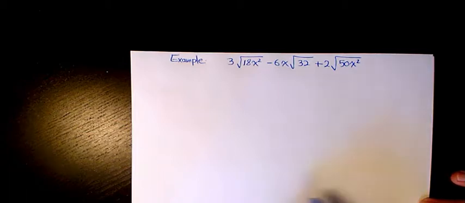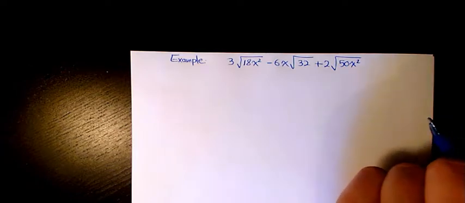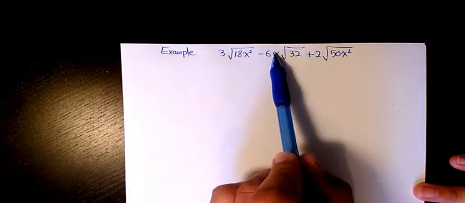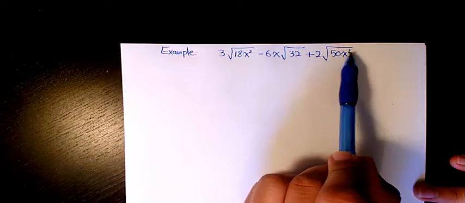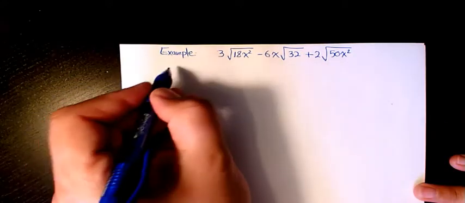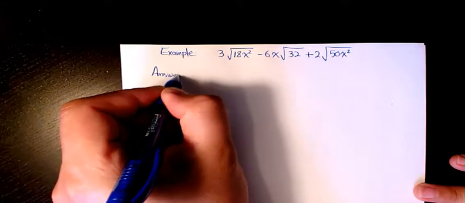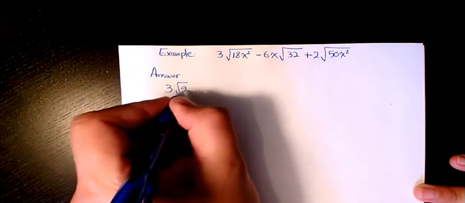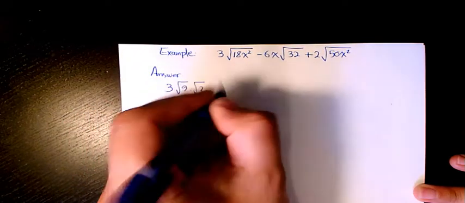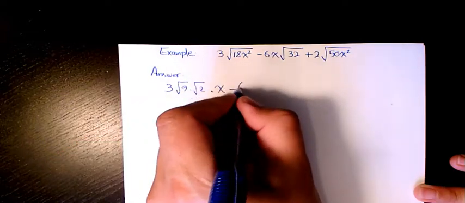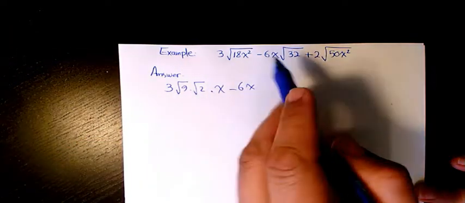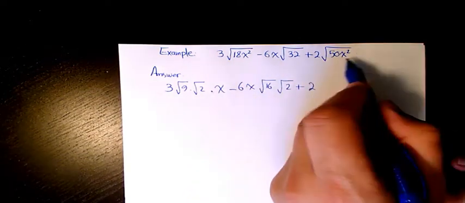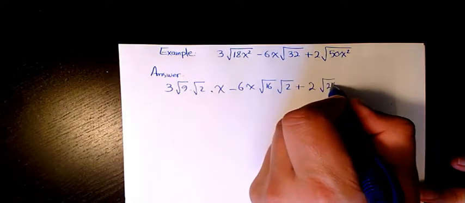I want to give you some examples regarding adding and subtracting square roots. First one is 3 root 18 x squared minus 6x root 32 plus 2 root 50 x squared. So I can change it to, the answer is 3 times root 18, I can write root 9 times 2, and root x squared is just x, minus 6 times x times root 32, which is the square root of 16 times the square root of 2, plus 2 times the square root of 50, which is 25 times 2 x squared.